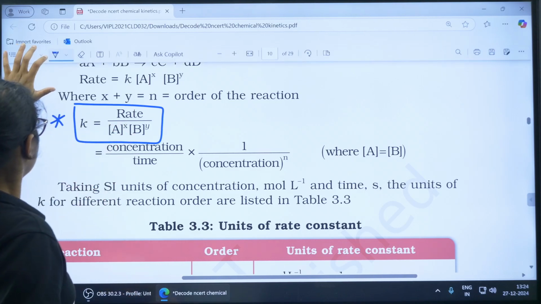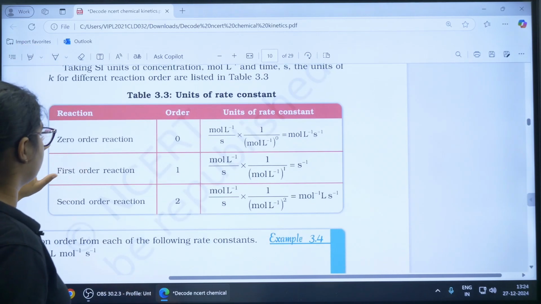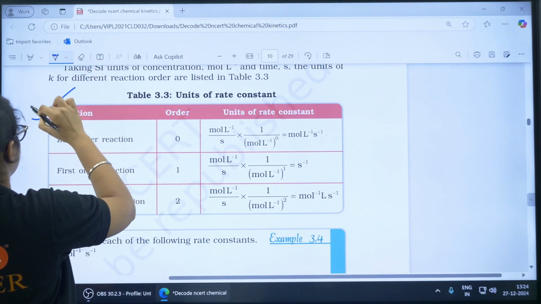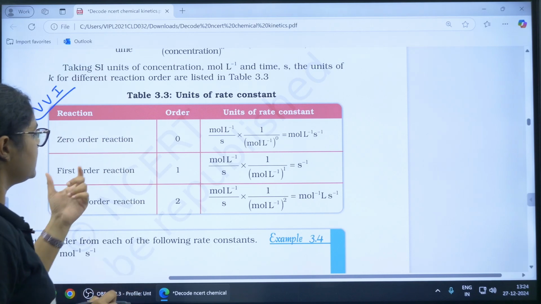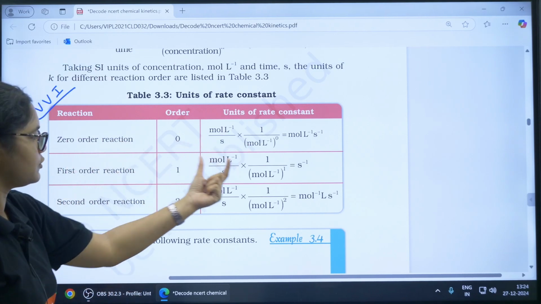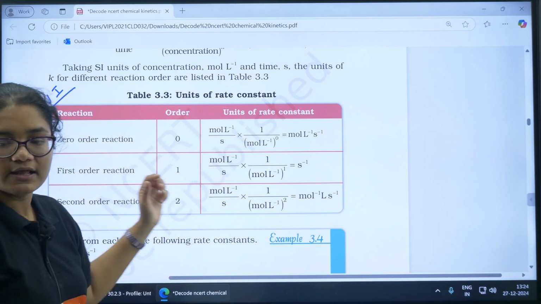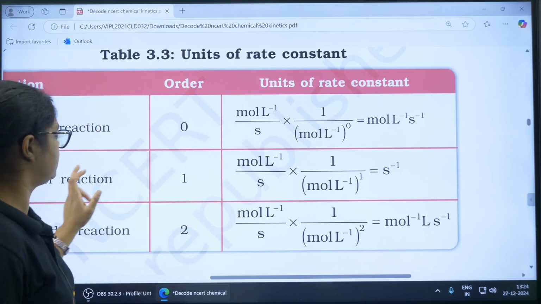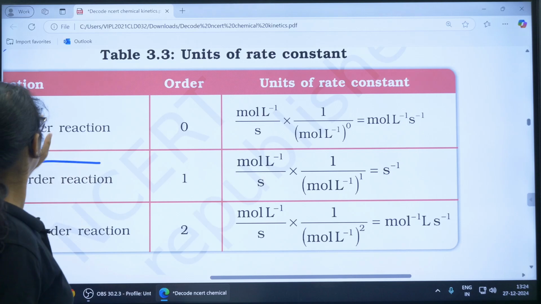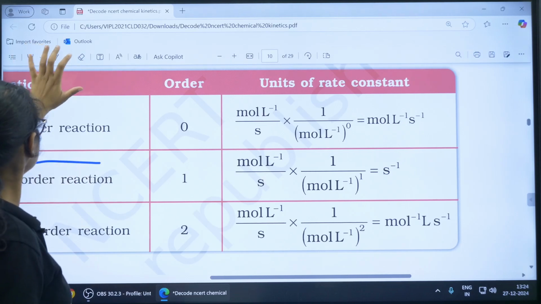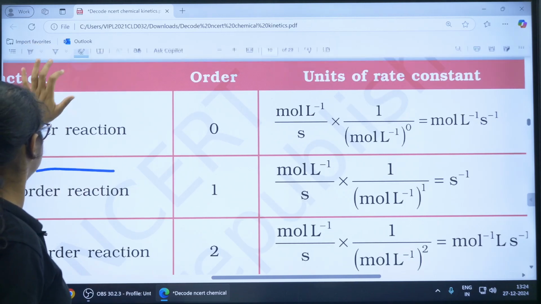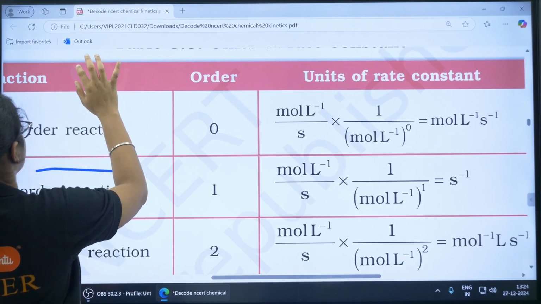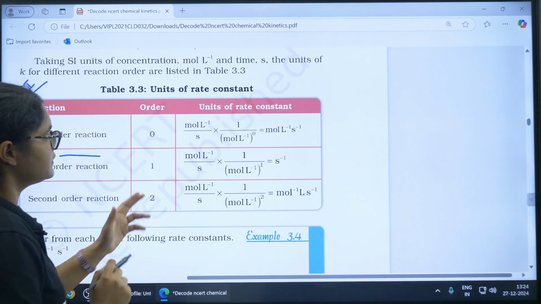Next, if you go forward, we have this table. I can't tell you how important this table is. You can see the 0th order reaction unit is given, the 1st order unit is given, the 2nd order unit is given. I think this may not be visible if I've zoomed it. Can you see this one now? Just a minute students, let me erase this one. Fine, so this is there.